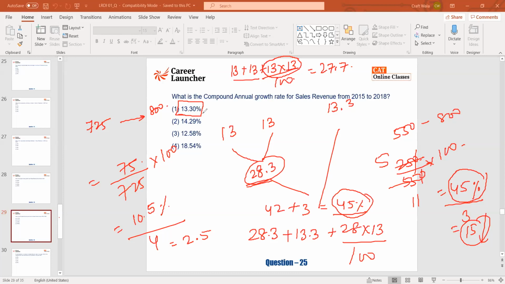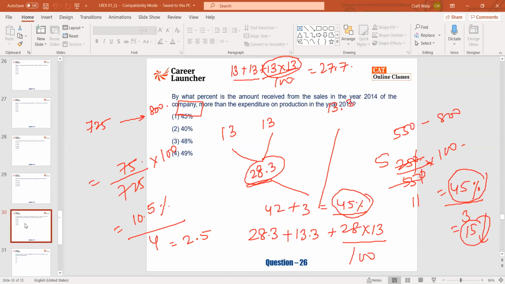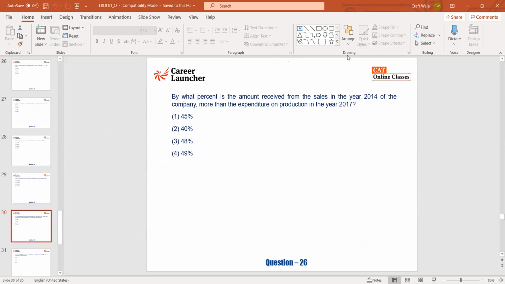I hope this is clear. So in compounded annual, we have to just use successive percentage. What about the 26th? What do you get for the 26th?